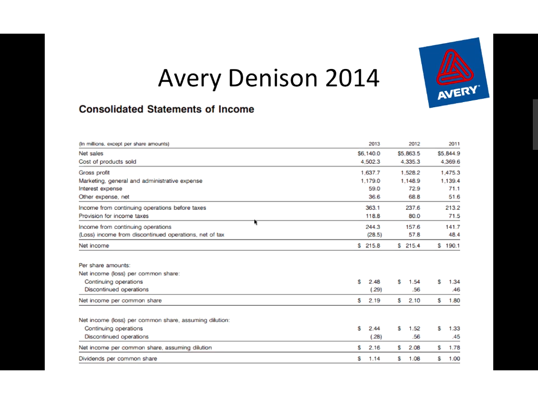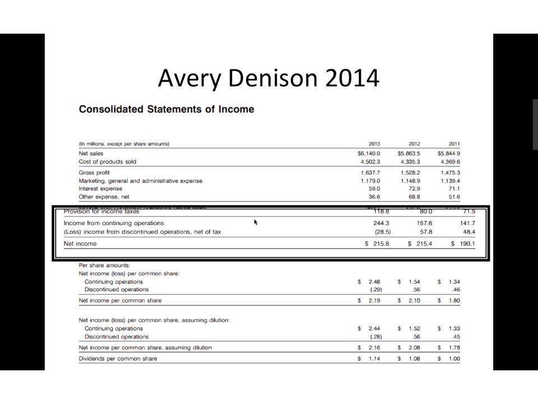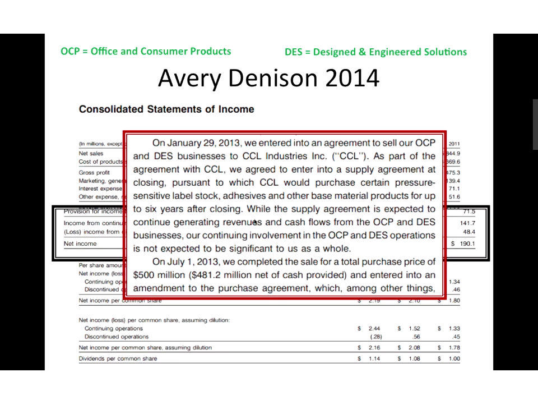This is their income statement, and the reason I'm showing you this is we talked on Monday about income from discontinued operations. If you look at their income statement for 2014, they have income from continuing operations. Then the very next line is income or loss from discontinued operations net of tax. So it's exactly what we said on Monday. It's shown net of tax. And what is that discontinued operation?